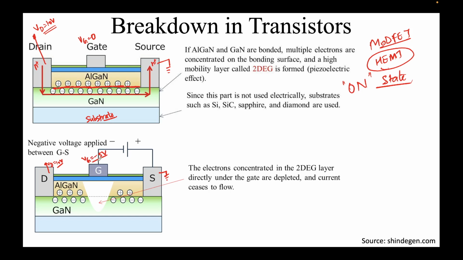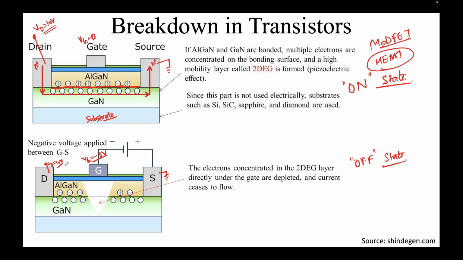So when you apply minus 5 volts, what is happening is that the electrons have gone away from under the gate. They're still there between drain and gate and source and gate. So now even if you apply Vd equal to 10 volts and Vs is 0, the electric field is there, but it cannot cross. There is no continuous path of electrons available, right? So here, as I told you, the electrons are depleted below the gate, okay. So this is the off state.